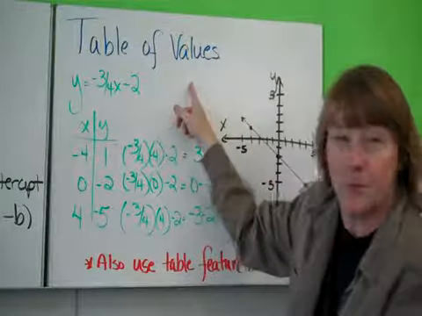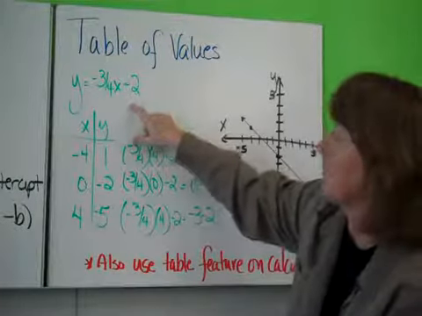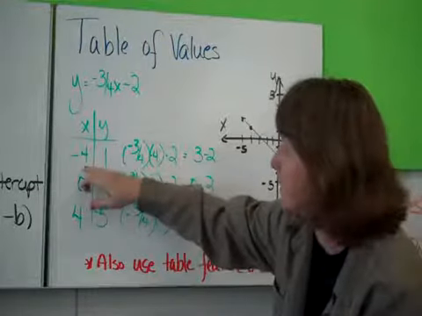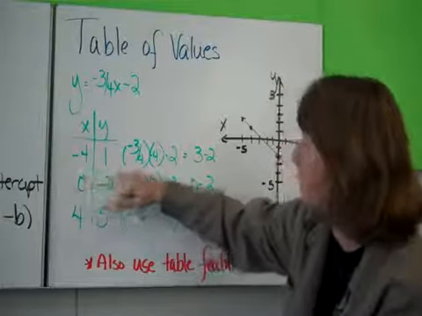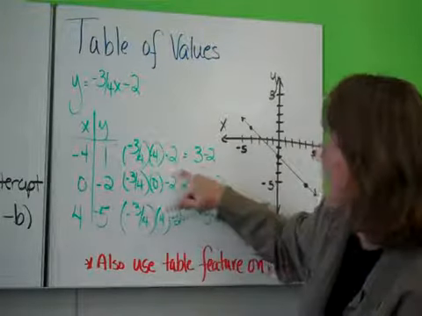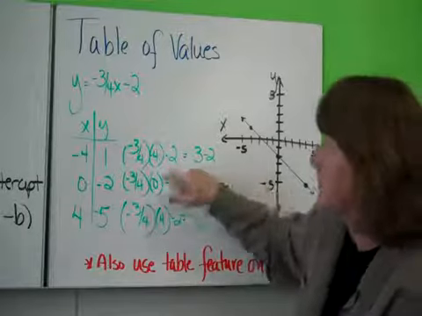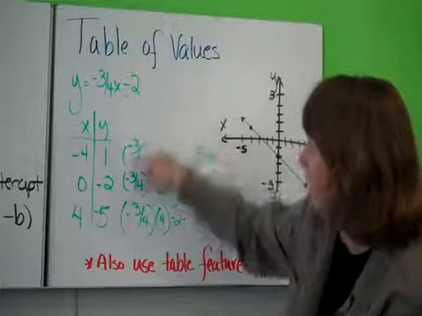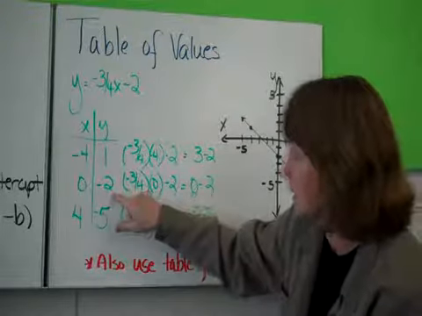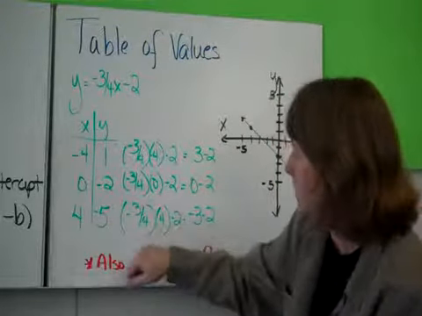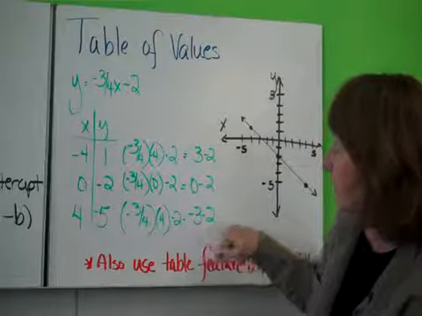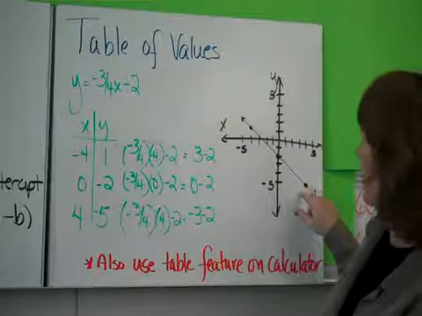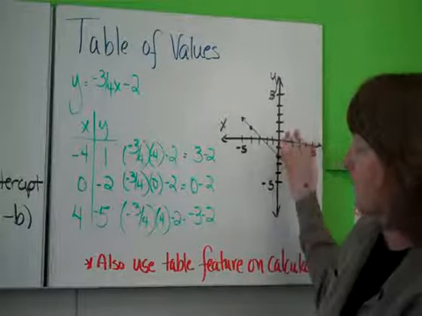You can also do a table of values. y equals negative 3/4 x minus 2. We can plug in values. So we can do an x and say, what if x is negative 4? We plug that in for the x in our equation, and we come up with 3 minus 2, which is 1. The same thing here. Plug in 0 for x, and we get 0 minus 2, which is negative 2. And if we plug in 4, we end up with negative 3 minus 2. We can plot those points on the graph, draw our line, and now we have the graph also.